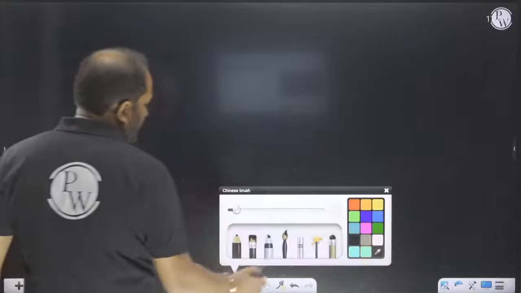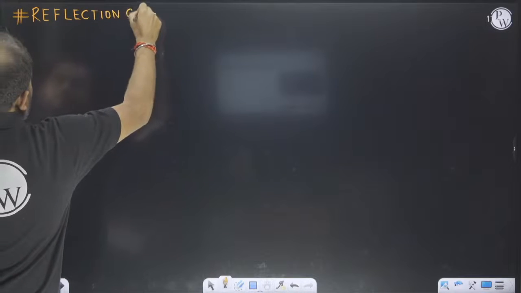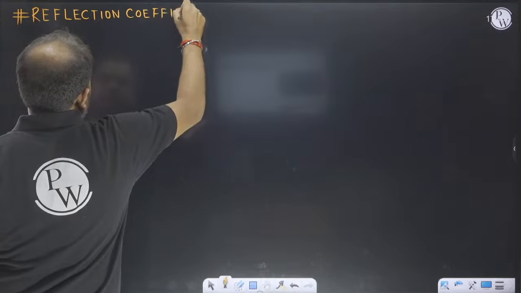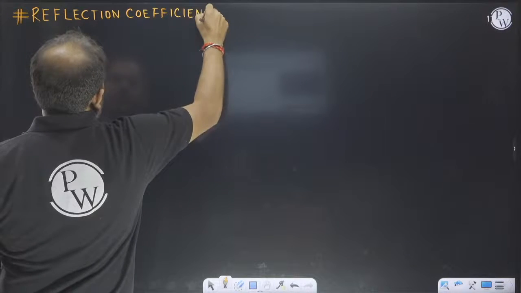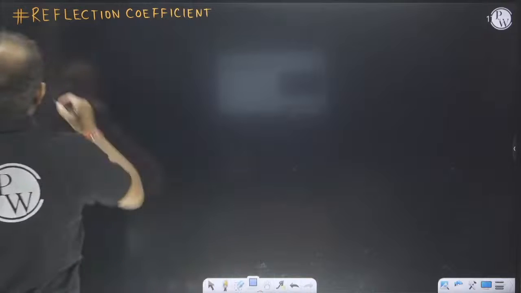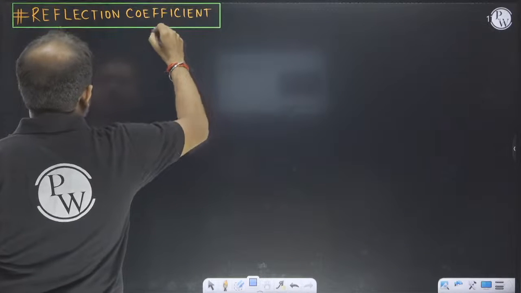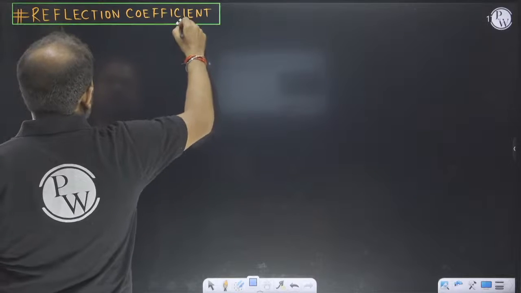Then we have the second last topic, that is reflection coefficient. What is reflection coefficient? You should know what a reflection coefficient is, then you can calculate. So reflection coefficient is important. Tomorrow we will discuss some questions, and we will start VSWR or power.